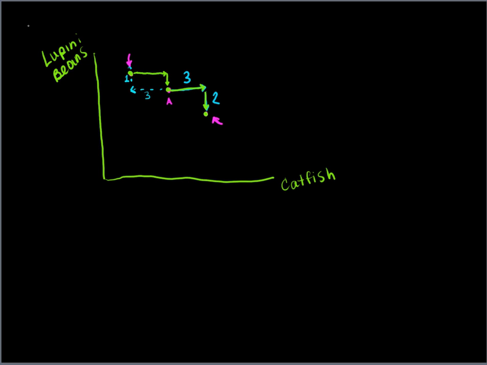What you'll notice is that the amount we have to give up in jars of lupini beans is increasing. At first, it was 1 jar, and then it was 2. And because that's a larger amount, you have to give up more. And remember, your opportunity cost is just how much you have to give up in order to get something else. Because that's increasing, first it was 1, then it was 2, we say that this is increasing opportunity costs.